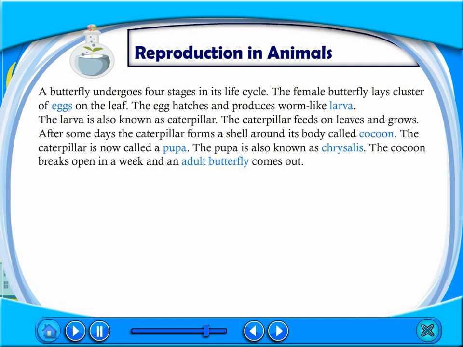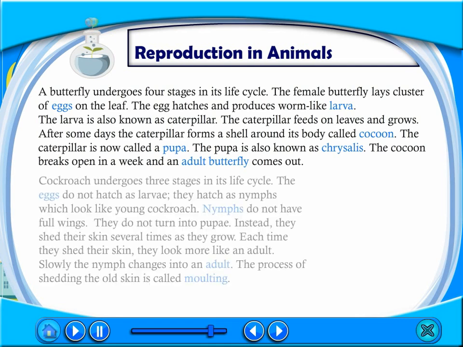After some days, the caterpillar forms a shell around its body called cocoon. The caterpillar is now called a pupa. The pupa is also known as chrysalis. The cocoon breaks open in a week and the adult butterfly comes out.